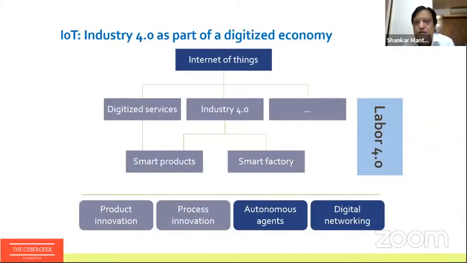This is something that, very, very simply put, on one side, there are a lot of devices which can be connected, electronic devices, for example, cameras, your pen drives, your laptops, your mobiles. They are all devices, and they are connected as Internet of Things on one side. And on the other side, you have product innovation, process innovation, autonomous agents, digital networking, and the space in between is labor 4.0. So you need skills to drive digitized services. You need skills to operate machines which speak to machines. You need smart products, smart factory.